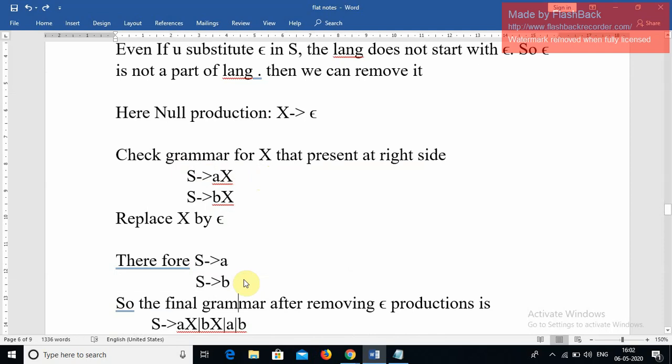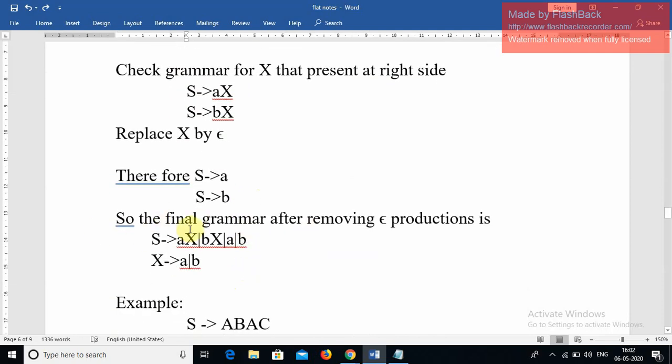So we finalize the grammar, that is s to ax, s to bx, s to a, s to b, and simply we can remove epsilon, so we can present x with ab only. Okay, hope you understand. So what we did, we have epsilon as one of the non-terminal symbols x. So to remove that, we can replace x by epsilon in the production rules. So this is the final grammar after removing the epsilon production.